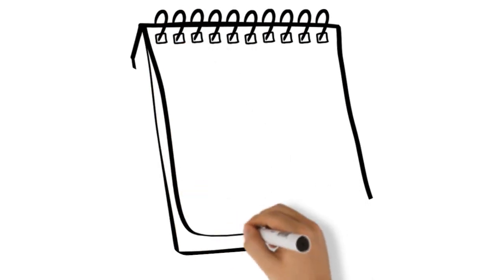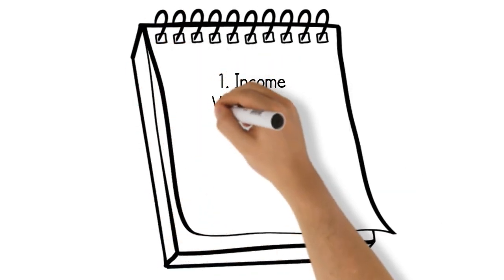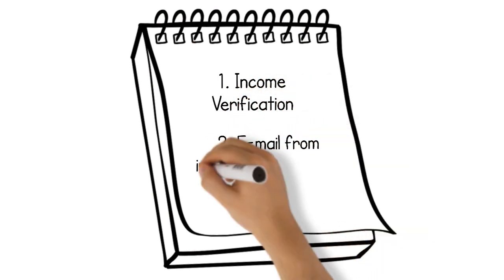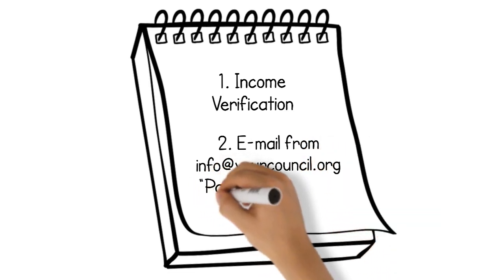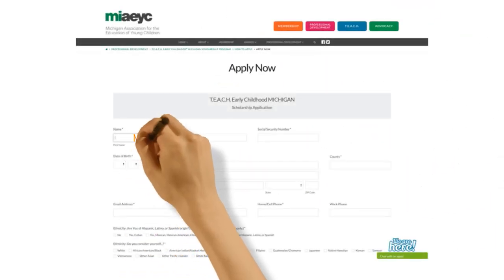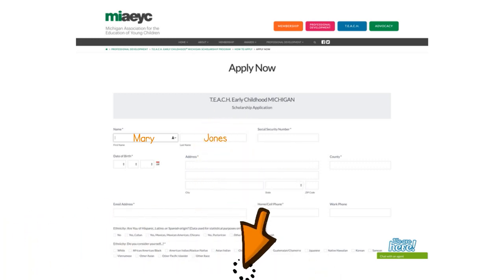In the online application, you will need to upload a copy of your income verification such as a pay stub, DHS subsidy, or food program statement, and also a copy of the email you received titled CDA Application Payment Due Now. This has your customer ID number on it, which T.E.A.C.H. will use to authorize payment to the council on your behalf. Fill out each section of the scholarship application. You may save and resume later if necessary by clicking on the gray box at the bottom of the page.